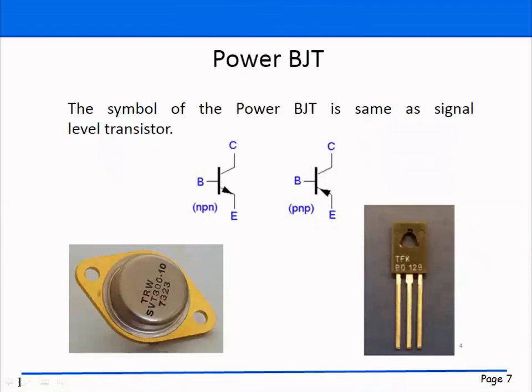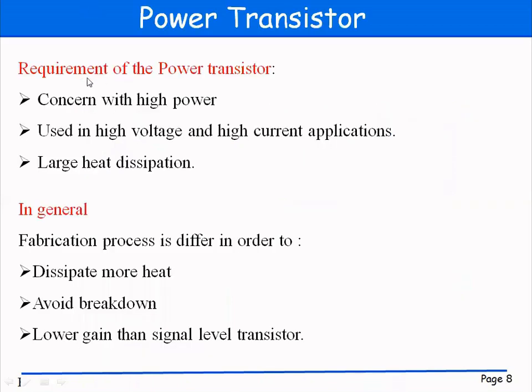Now we are going towards the power BJT. Power BJT is the same as the small signal BJT or transistor, with slight changes. Now the requirements of the power transistor. The first requirement is that it should be able to handle high power, that is, high voltage and high current, and be used in high voltage and high current applications.